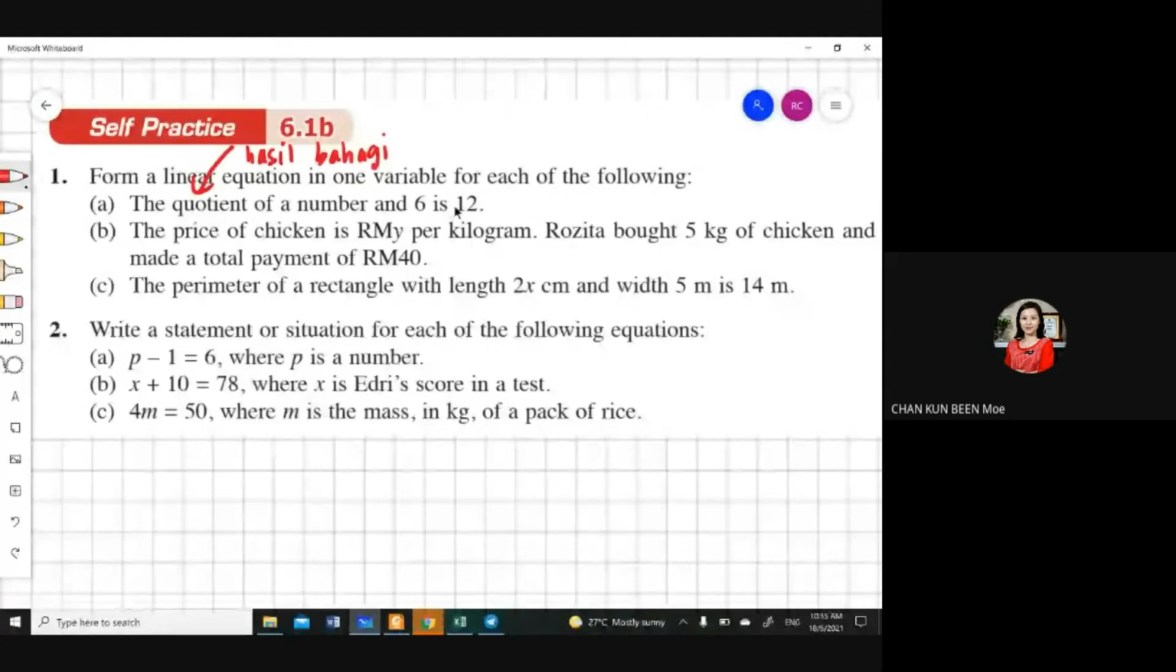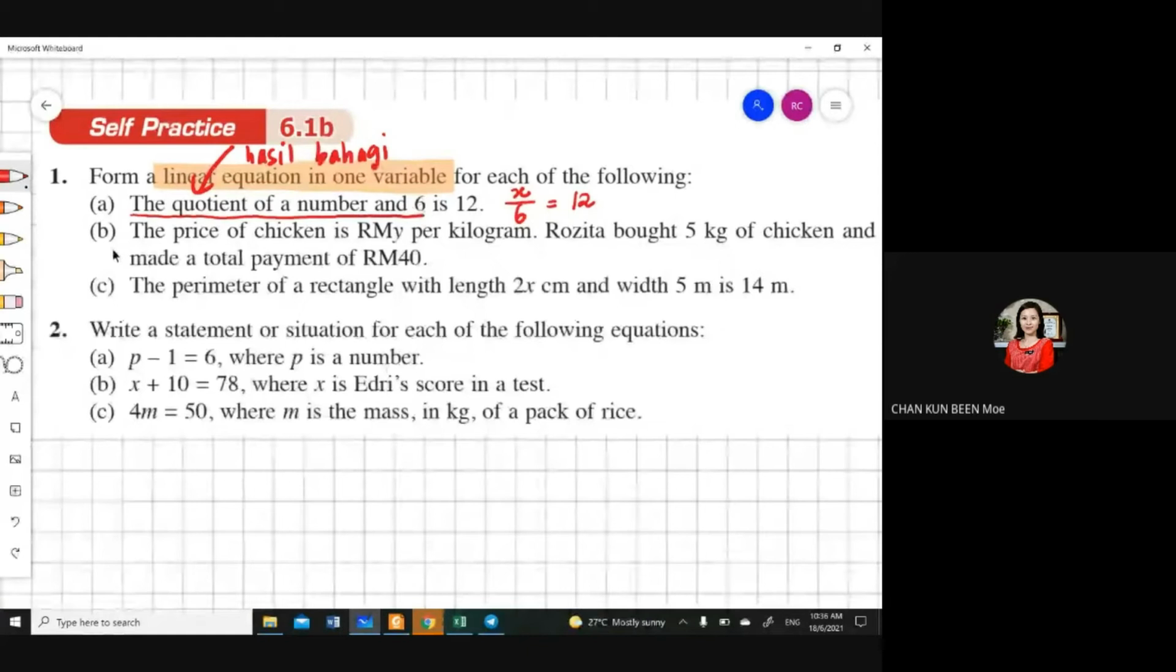Okay, the quotient of a number and 6 is 12. So can you imagine? How should I write down the linear equation in one variable? Because this is required. Okay, so the quotient of a number. Do you know the number? You don't know the number, right? So you make an assumption, let the number be x. The quotient of the number and 6 means x over 6, it is equal to 12. That's all. Okay? That's why I need you to practice this together, because it's not easy.